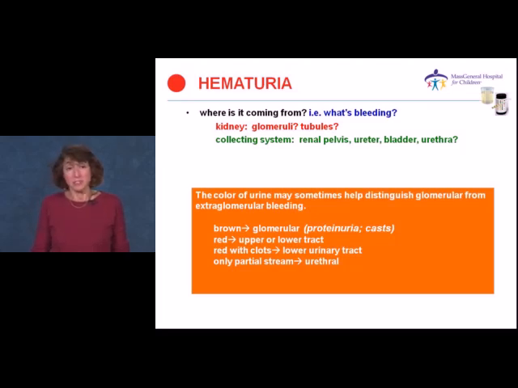If your urine color is brown, dark tea, Coca-Cola color, it tends to be a glomerular source. In addition, the urine analysis with a glomerular source of bleeding is usually going to show proteinuria, and it's usually going to show casts. In contrast, if it's bright red, it's more likely to be upper tract or lower tract than glomerular, and if it's red with clots, it's likely to be lower urinary tract, probably bladder or urethra. And then if it's only partial stream hematuria, then it's most likely to be urethra.